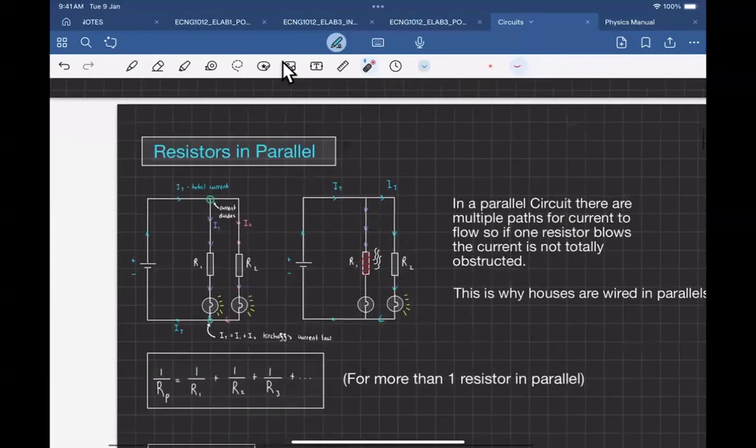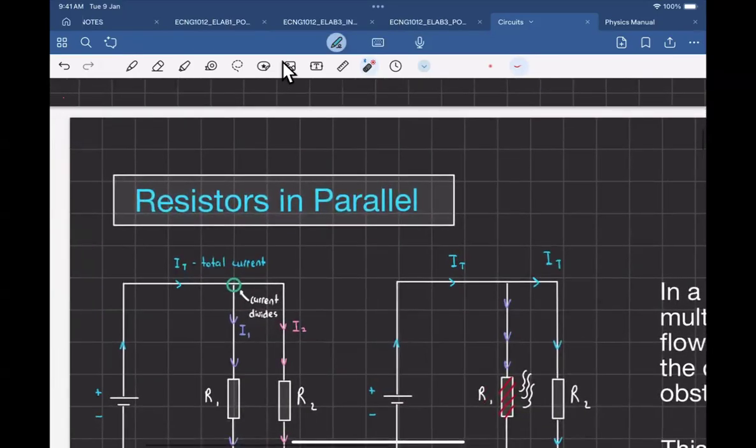So in a parallel circuit, there are multiple paths for the current to flow. So if one resistor blows, the current is not totally obstructed. In a series circuit, if one thing goes wrong, everything will cut off. Let me ask you a question. Do you think your house is wired in series or parallel?